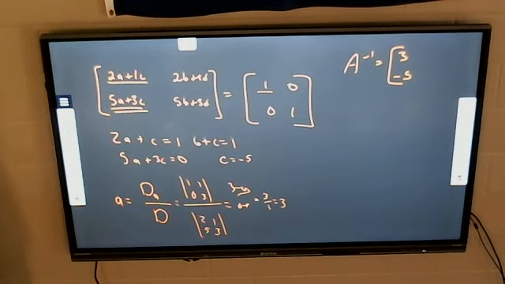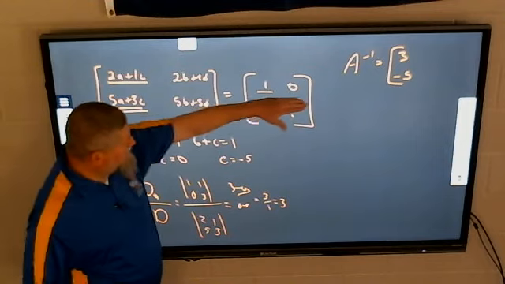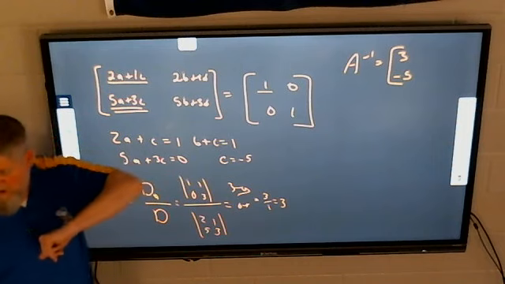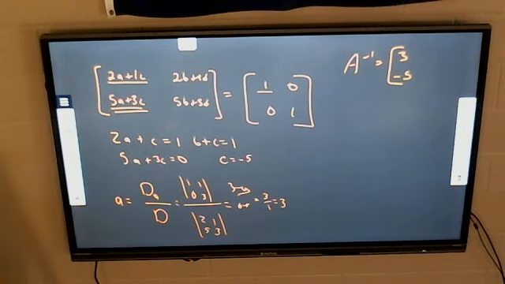Do the same thing on that. 2B plus 1D equals 0. 5B plus 3D equals 1. Go ahead and solve for B and D, whichever method you want. So we're going to determine the determinant of A.